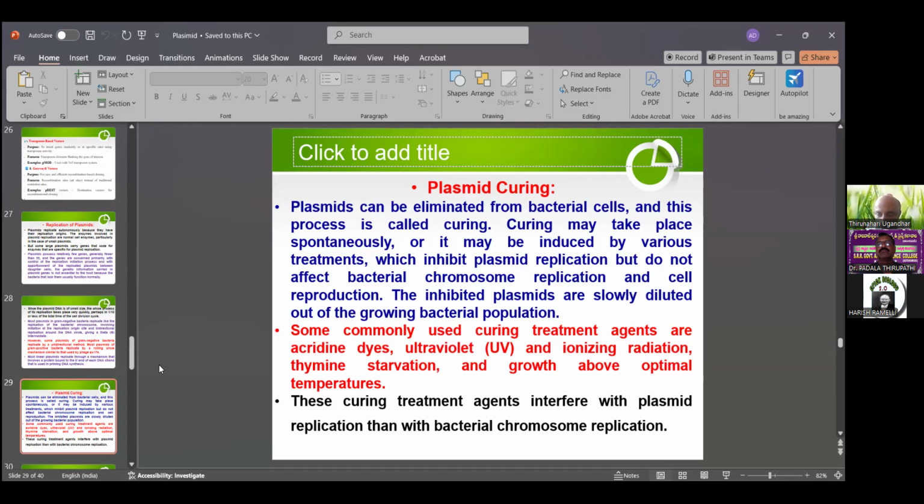Some commonly used curing treatment agents are acrylic dyes and ultraviolet rays. Dyes here means some type of coloring substance which can cure or affect plasmid activity. Also UV rays and ionizing radiation, thiamine starvation, and growth above optimal temperatures can lead to plasmid curing. These curing treatments are agents that interfere with plasmid replication of the bacterial chromosome. This is also one kind of plasmid curing.